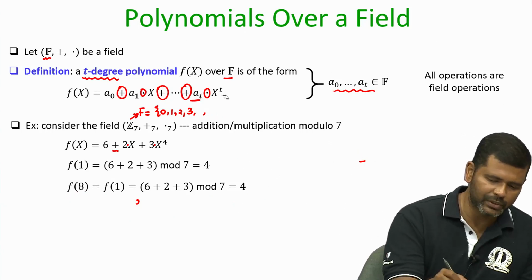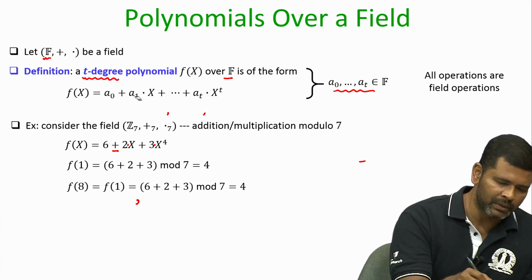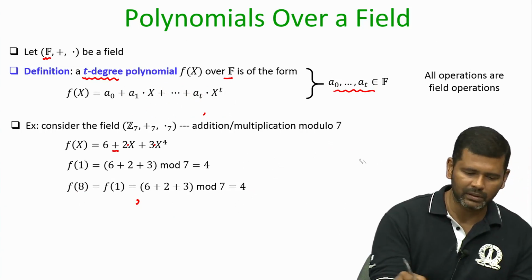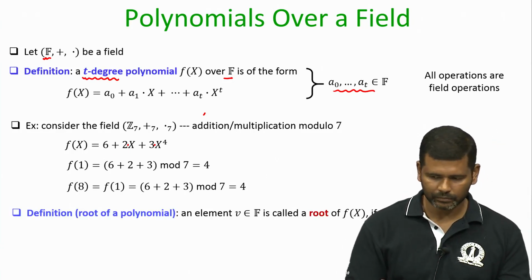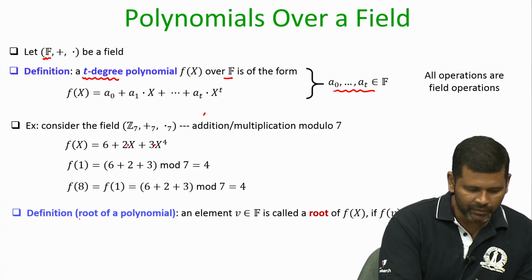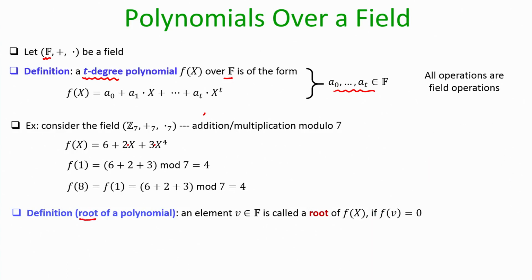You can have any abstract field with an abstract plus and abstract dot operation, and then you can define polynomials. Next, we define what we call the root of a polynomial, and this is again similar to the root of an equation that we are familiar with in the integer world.